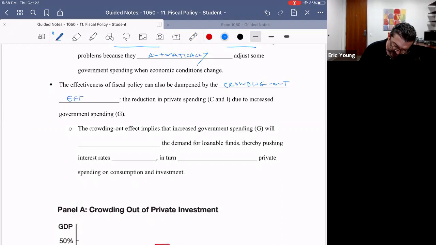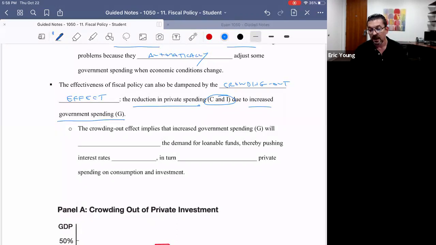Now, the crowding out effect tends to be fairly hotly debated in economics. I'll take no position on it, but I want you to be aware of it. The crowding out effect, by definition, is the reduction in private spending, that is C and I, that results from an increase in government spending. In other words, the crowding out effect would say that if G goes up, that might cause C and I to go down.